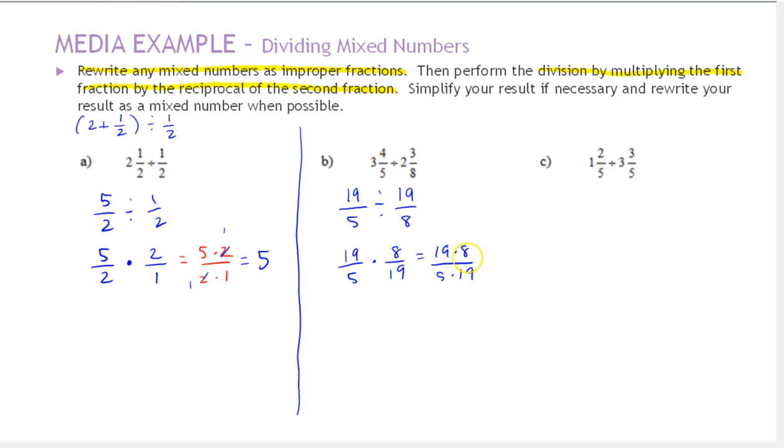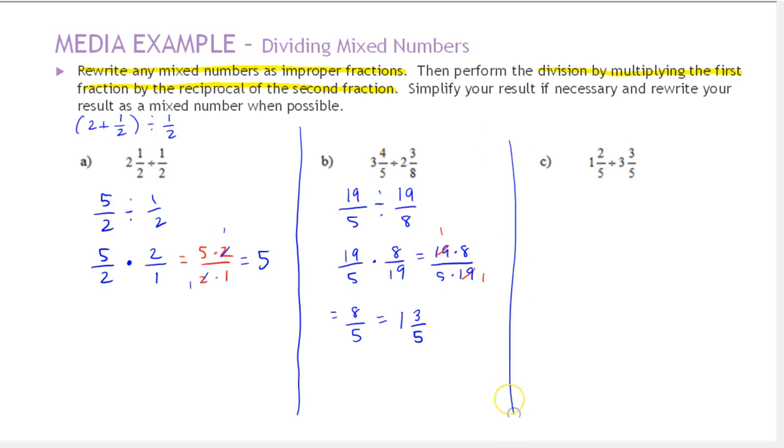We have a common factor of 19 in the numerator and denominator, which cancels to 1. And then we are left with 8 in the numerator and 5 in the denominator. As a mixed number, 5 goes into 8 once, with 3 left over and a denominator of 5. So there are 1 3/5 copies of 2 3/8 in 3 4/5. And that seems to make sense. That's between 1 and 2, so that seems reasonable.